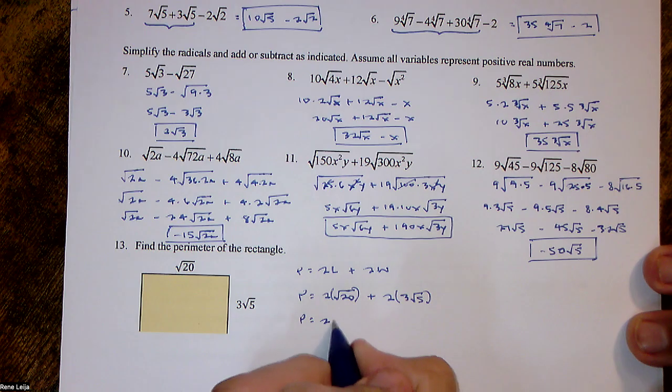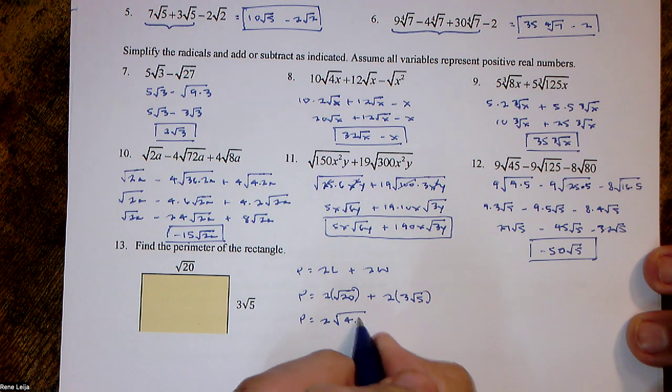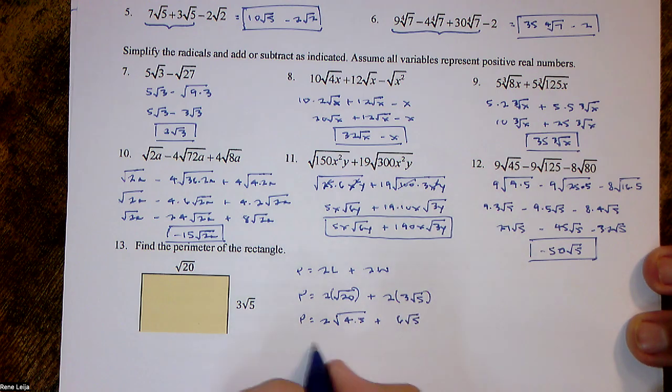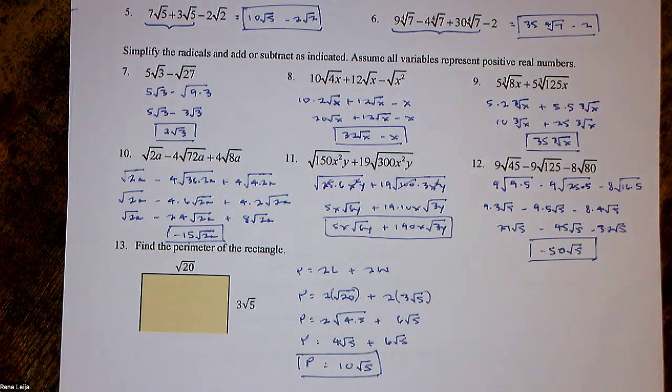So the square root of 20, well, that's going to be 4 times 5. And this is going to turn into 6 root 5. Okay, so when I bring this 2 out, I'm not going to show the step. I'm just going to do it. When I bring the 4 out, it's going to come out as a 2. So 2 times 2. So this is going to be 4 root 5 plus 6 root 5. And that's going to simplify to be 10 root 5. So the perimeter of this rectangle is 10 root 5. They didn't give us a unit, so we don't have to worry about writing a unit. All right, that's it.